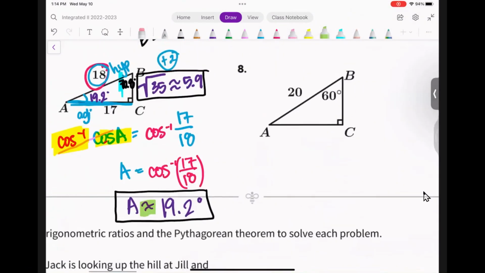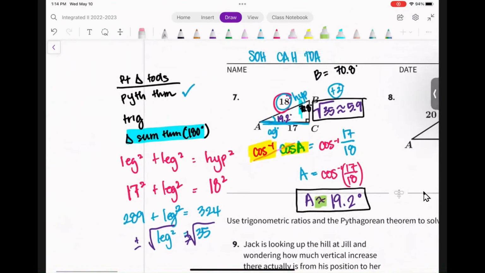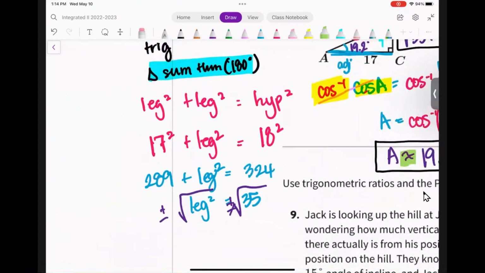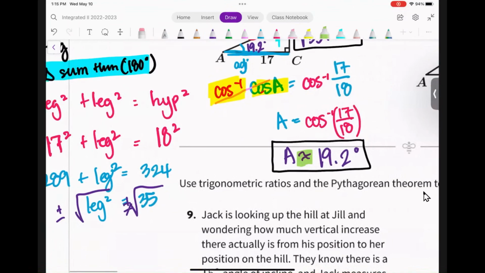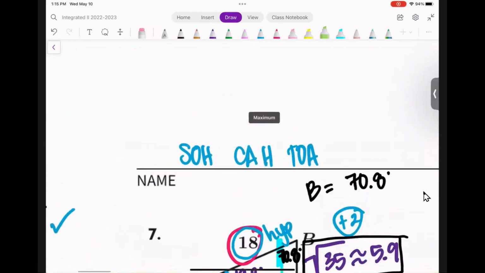Okay. So I want you to look at this and say, oh, this was the hardest part. What was the hardest part? Was it the Pythagorean theorem? No, not the Pythagorean theorem. You guys are all okay with the Pythagorean theorem? Good. Was it labeling or was it figuring out which one I should use, SOH CAH TOA? Was that it? Some of you said yes.